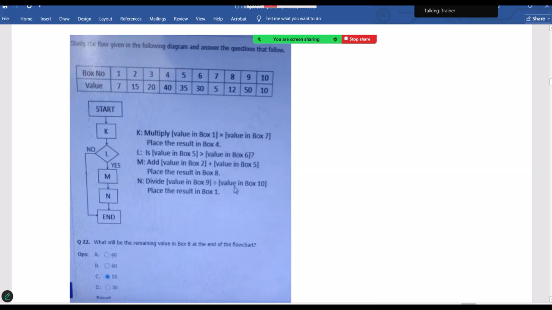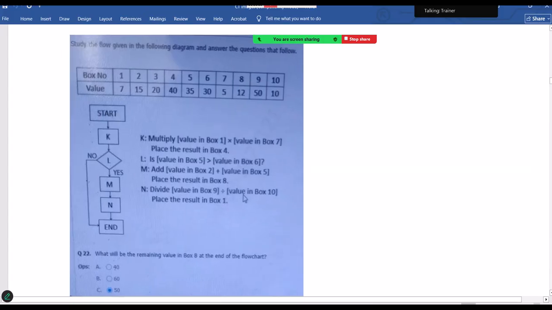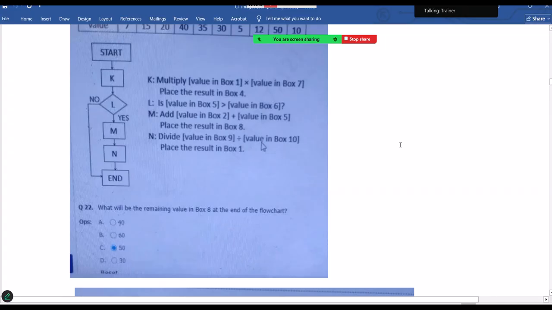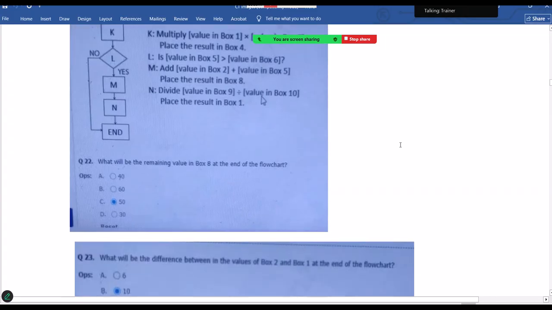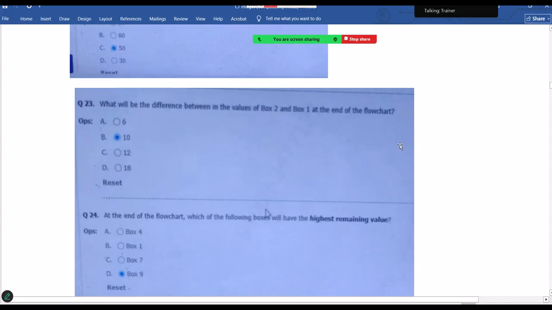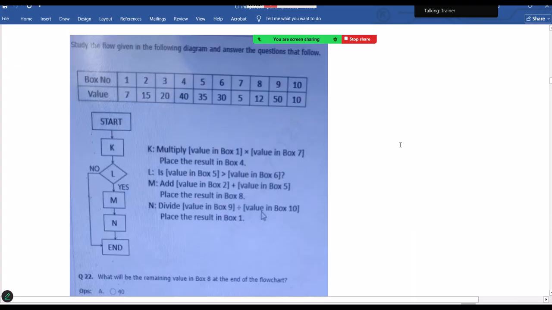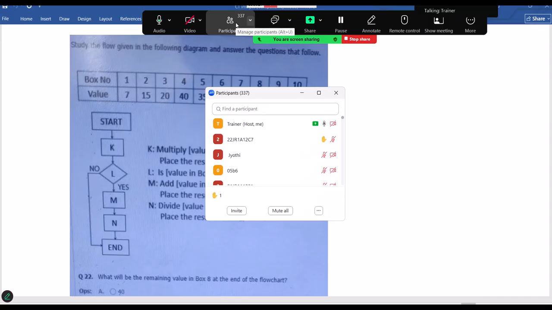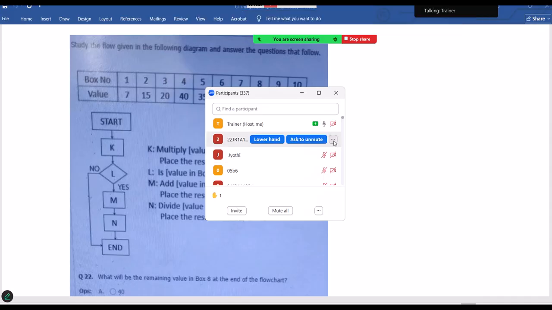The question finally here is the number in box 8 at the end of the flow chart. And there are some other questions: the difference between box 2 and box 1, and which box has the highest value at the end of the flow chart. The first step, I think the screen is visible. You can zoom it for better clarity.